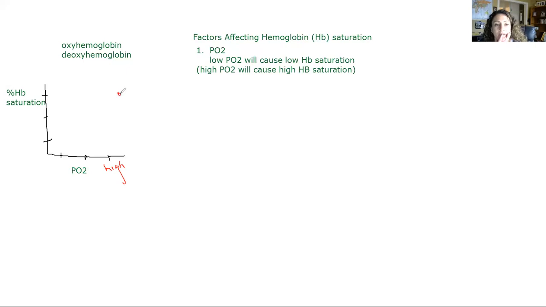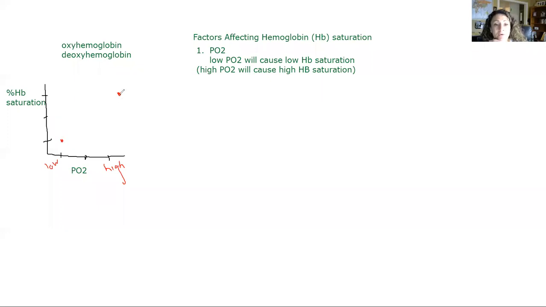When PO2 is high, saturation is high. When PO2 is low, saturation would be low. Okay, so this is not a linear relationship. I cannot just draw a line between these 2 points. It's a curvilinear relationship. I'm going to start up at the high PO2 point and the high saturation point because that's at the lungs. So the high PO2, high saturation is happening at the lungs. The low PO2, low saturation is happening at the exercising muscle.